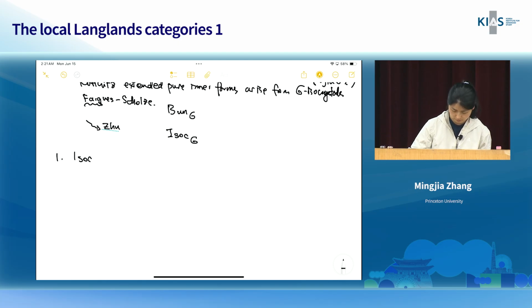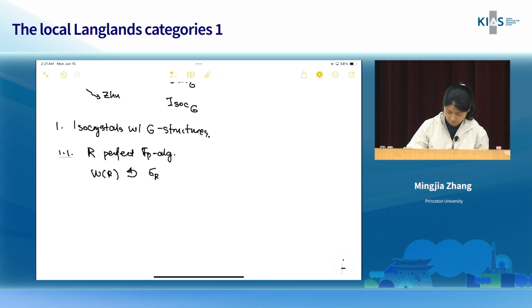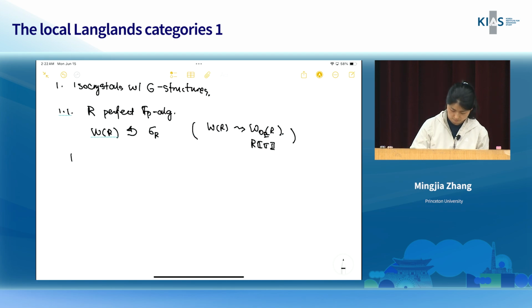So let's start now with isocrystals with G-structure. First, some definitions. Let's say R is a perfect F_p-algebra. Then we consider the Witt vectors of R equipped with Frobenius, lifting the Frobenius on R. So if our base field is not Q_p, you can replace the Witt vectors by the ramified Witt vectors if your local field E is some finite extension of Q_p, or in equal characteristics, just the Laurent power series.